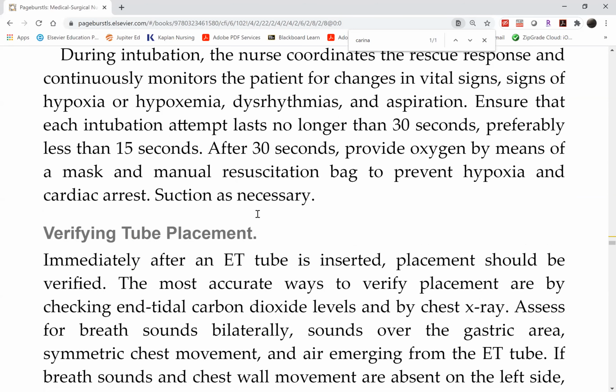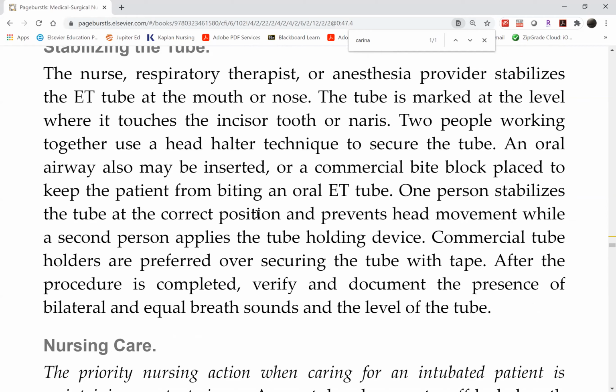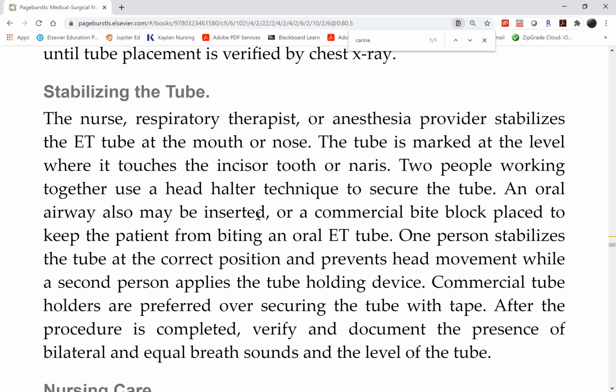So we did intubate, we verified the placement of the tube, and next is to stabilize it. To keep it from moving, we'll use a tube holder. Most facilities now use Velcro. We don't use tape because this patient will drool, they will sweat, and during suctioning and bathing the tape gets wet, so it's not very good. It will loosen, and then you don't have a good tube securement device. So we use the Velcro.